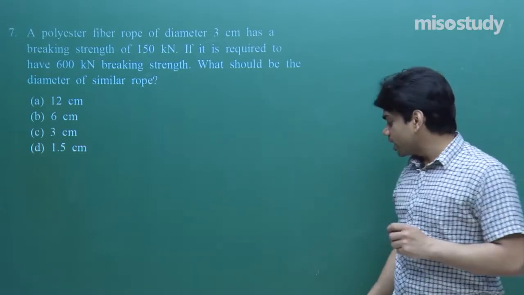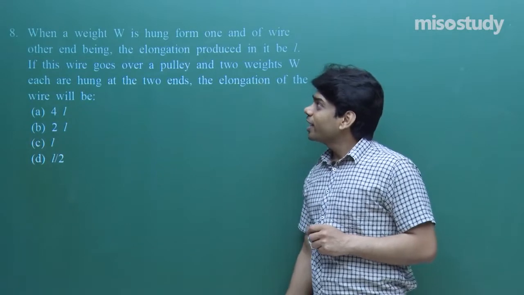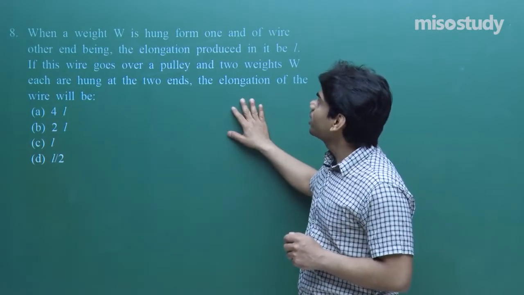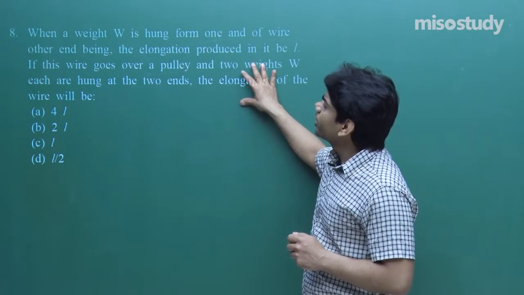Next question of the day, we have question number 8. Let's go with question number 8. When a weight W is hung from one end of a wire, the other end being fixed, the elongation produced in it is L.